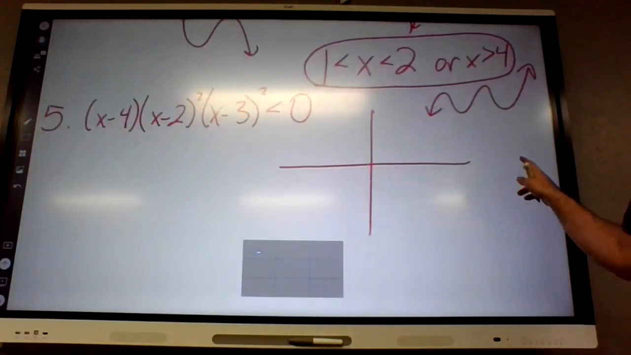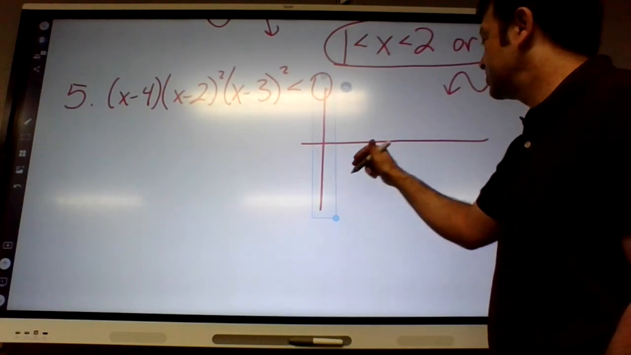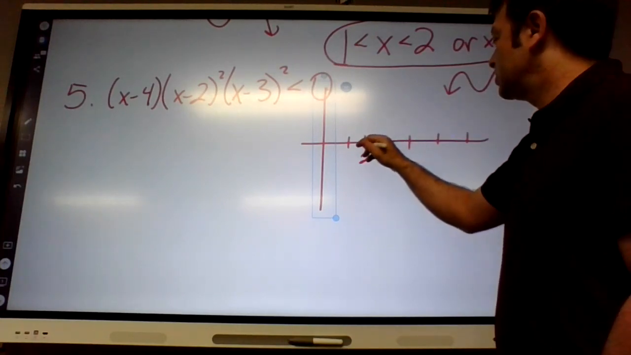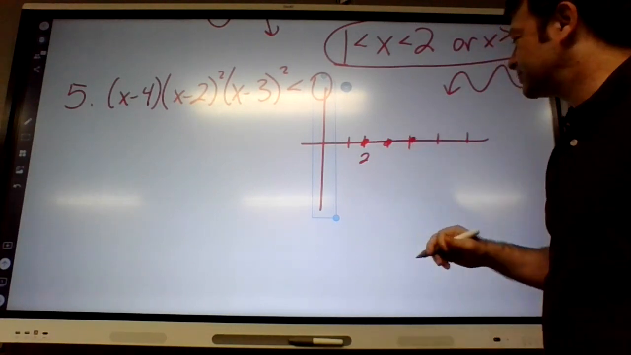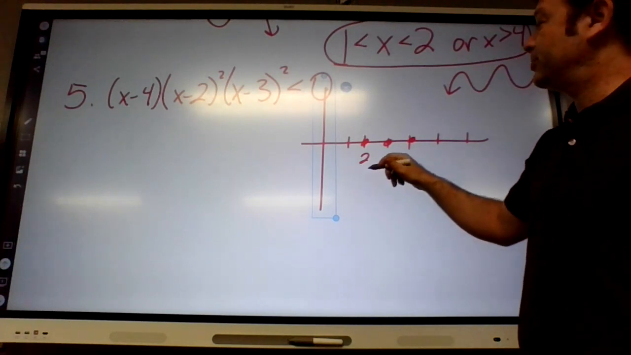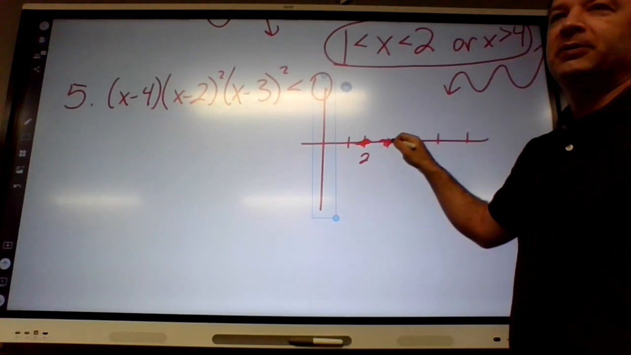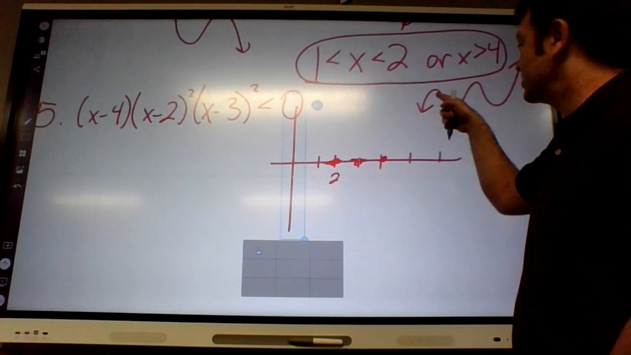Two hump camel. Okay, so we're at 2, 3, and 4. I know there's a double root right at 2 and right at 3. Based on our last test though, some of you never mastered the graphing part of this.